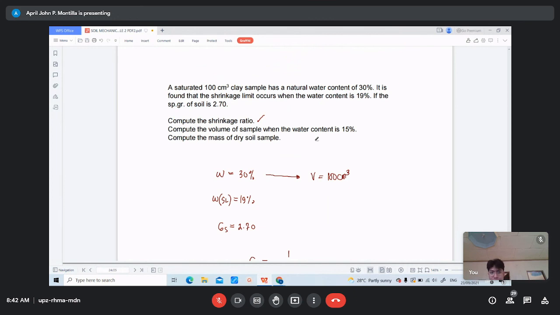Compute the volume when the water content is, hindi pa pwedeng 15 yan. This should be 19%. Malito, typographical. Compute the volume of sample when the water content becomes 19%. Ang ibig sabihin lang nun, i-compute natin yung volume corresponding to this moisture content at shrinkage limit. Pwede natin sabihin ito yung omega 1, ito yung omega 2, ito yung V1, ito yung V2. Na-compute na natin yung shrinkage ratio, and shrinkage ratio has a relationship with initial and final volume and initial and final water content.